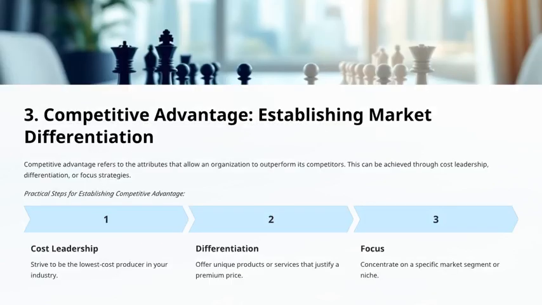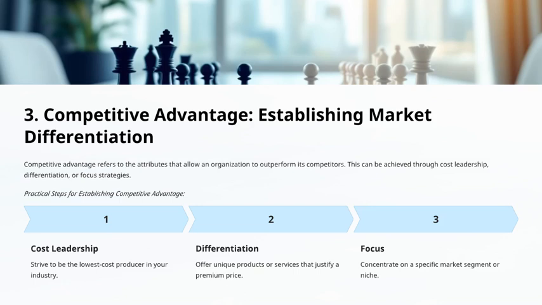3. Competitive advantage: establishing market differentiation. Competitive advantage refers to the attributes that allow an organization to outperform its competitors. This can be achieved through cost leadership, differentiation, or focus strategies.